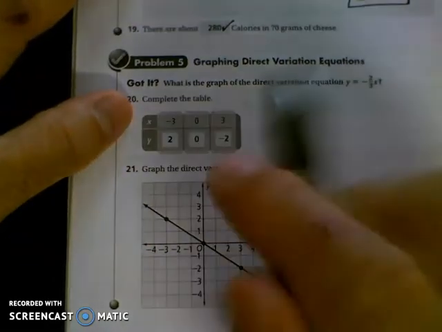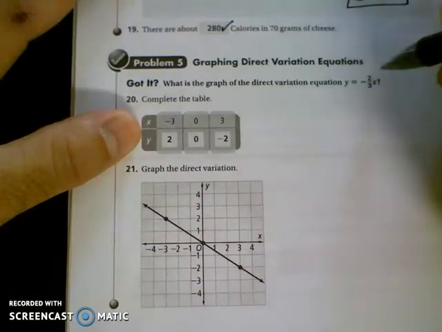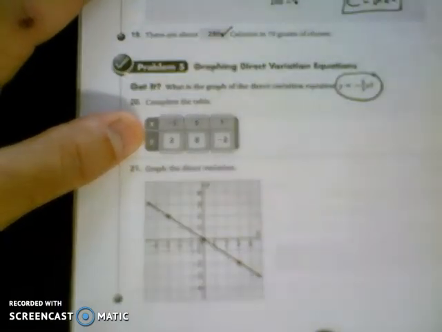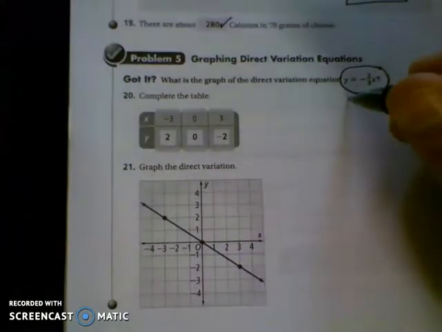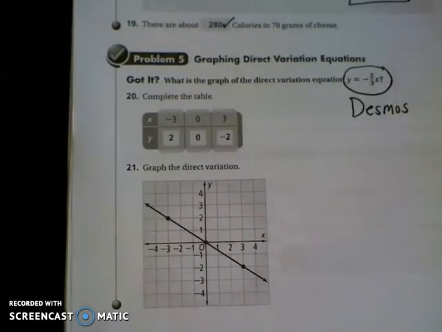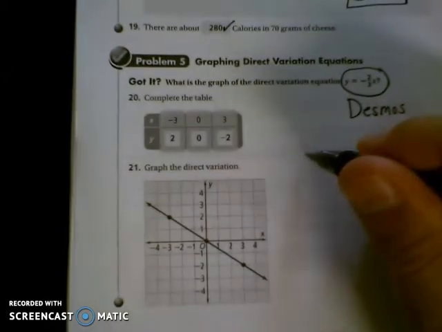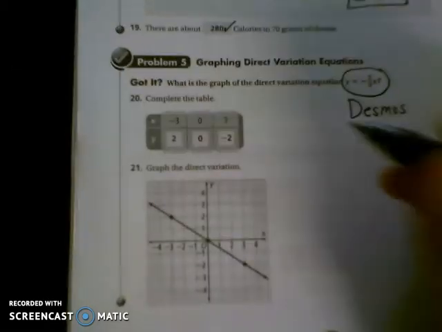Complete the table. What is the graph of the direct variation equation y equals negative 2/3 x? And you can put this directly into Desmos, and Desmos will graph it for you. There's a couple other ways you can do this. You can solve it by putting the numbers into this graph here.